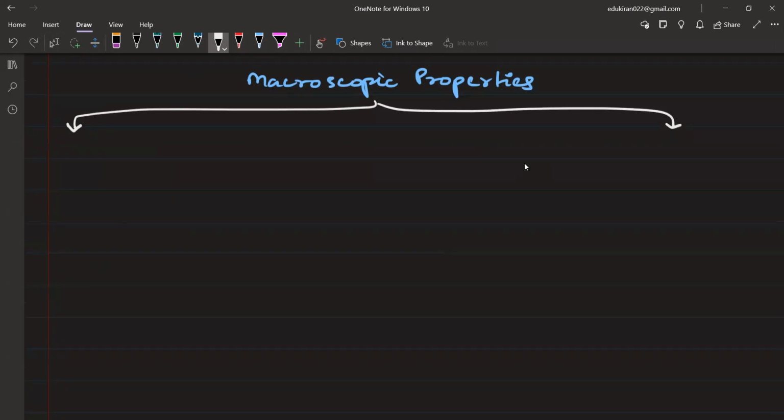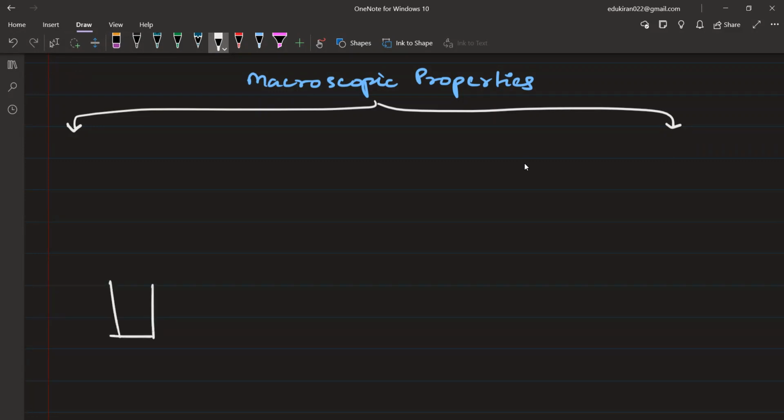There are some things which depend on mass, and there are things that do not depend on mass. For example, the number of moles: if you increase the number of moles, the mass will also increase, so it depends on mass. If you take more water molecules, the number of moles and the mass will be higher, but the density is not going to change.